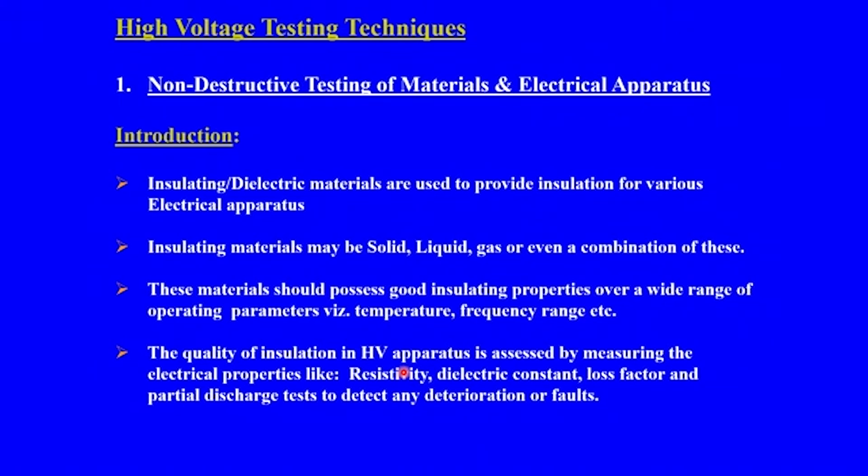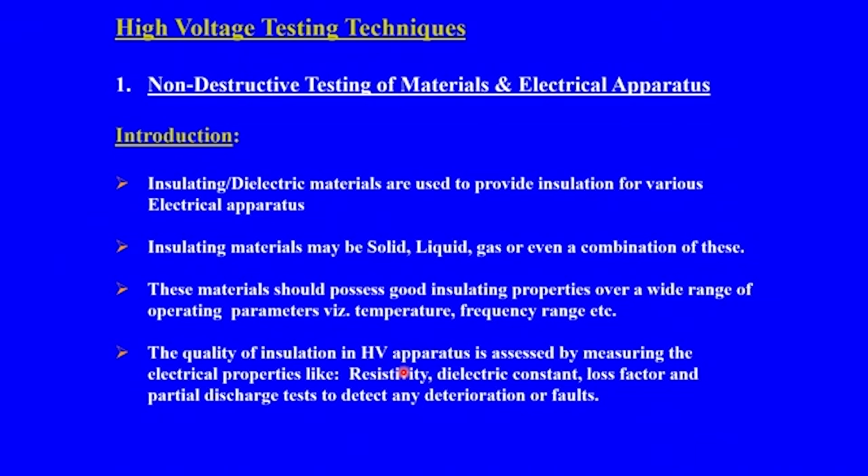Insulating materials which are used for the transmission may be solid like insulators, liquid like transformer oil, gas like sulfur hexafluoride in case of SF6 related switchgear hardware, or even a combination of these. These materials should possess good insulating properties over a wide range of operating parameters, namely temperature, frequency range, etc.